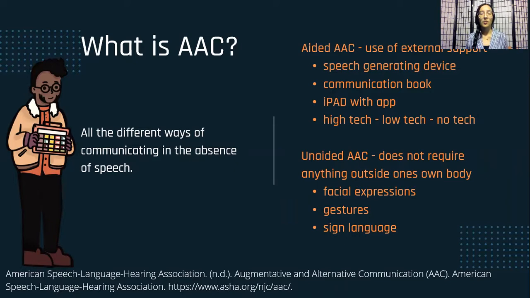It means the use of external support and includes things like speech generating devices and communication books. It can be an iPad with a speech app on it, and it can range from high tech, low tech, or no tech. High tech being a speech generating device, low tech being perhaps a communication book, and no tech being just as simple as a piece of paper and a pencil. Unaided AAC, the other subtype, does not require anything outside of one's own body. So that includes things like facial expressions, gestures, and sign language.